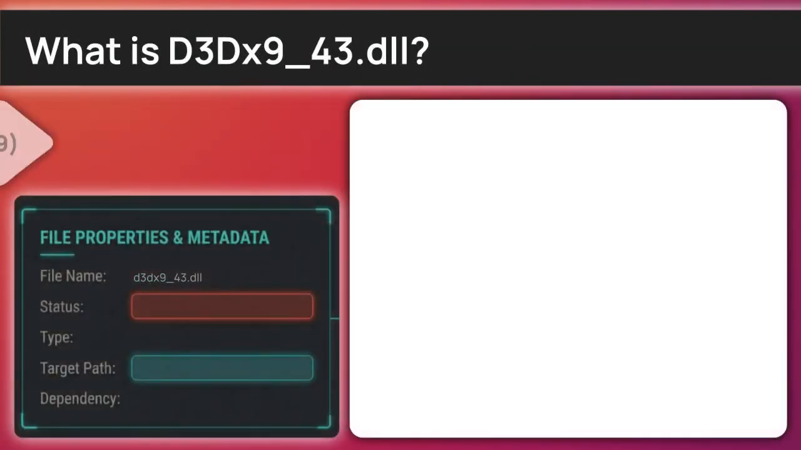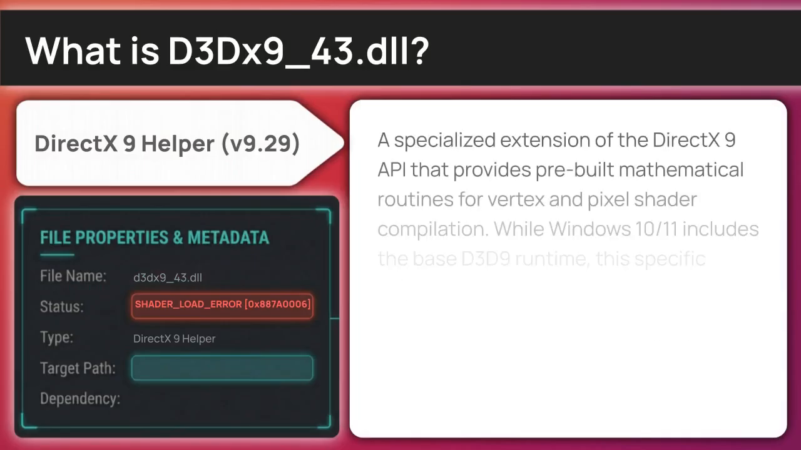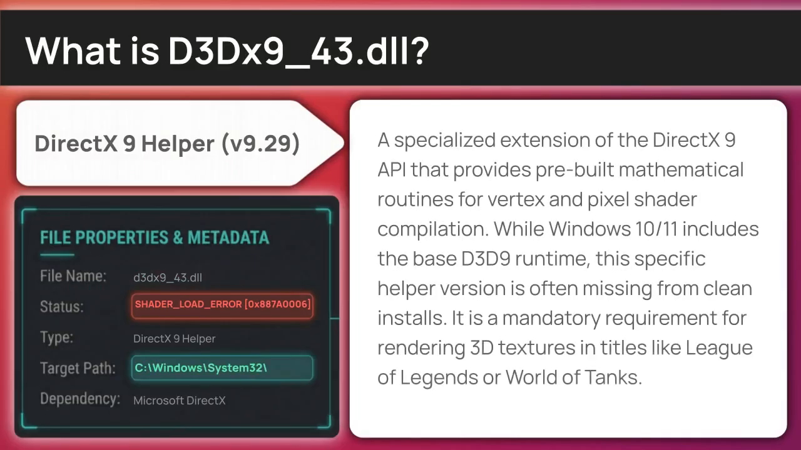This is the Direct3D X9 Update 43, a specialized extension of the DirectX 9 API that provides pre-built mathematical routines for vertex and pixel shader compilation. While Windows 10 and 11 include the base D3D9 runtime, this specific helper version is often missing from clean installs. It is a mandatory requirement for rendering 3D textures in titles like League of Legends or World of Tanks.